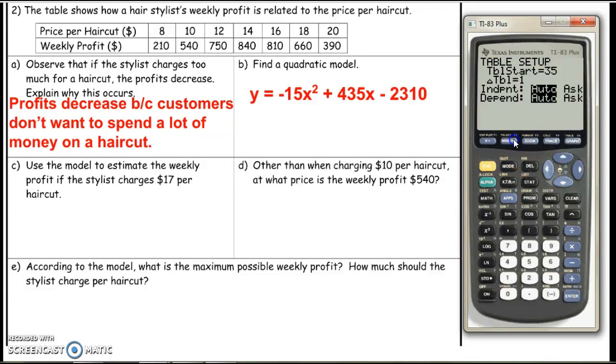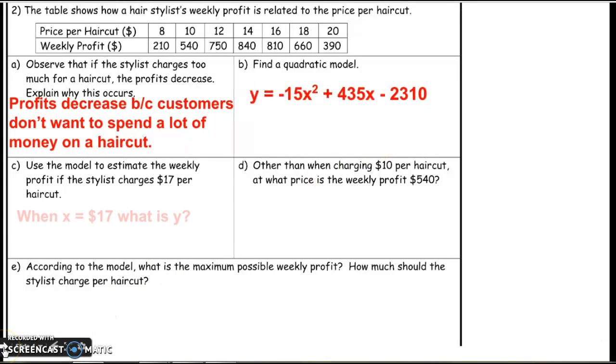So I want to start my window at 17, so second in window, 17, hit enter. And now if I go to second and graph, my table starts at 17. So if the stylist charges $17 for a haircut, the weekly profit is $750. If the stylist charges $22 for a haircut, she shouldn't make any profit. So when x is 17, what is y? The weekly profit would be $750.